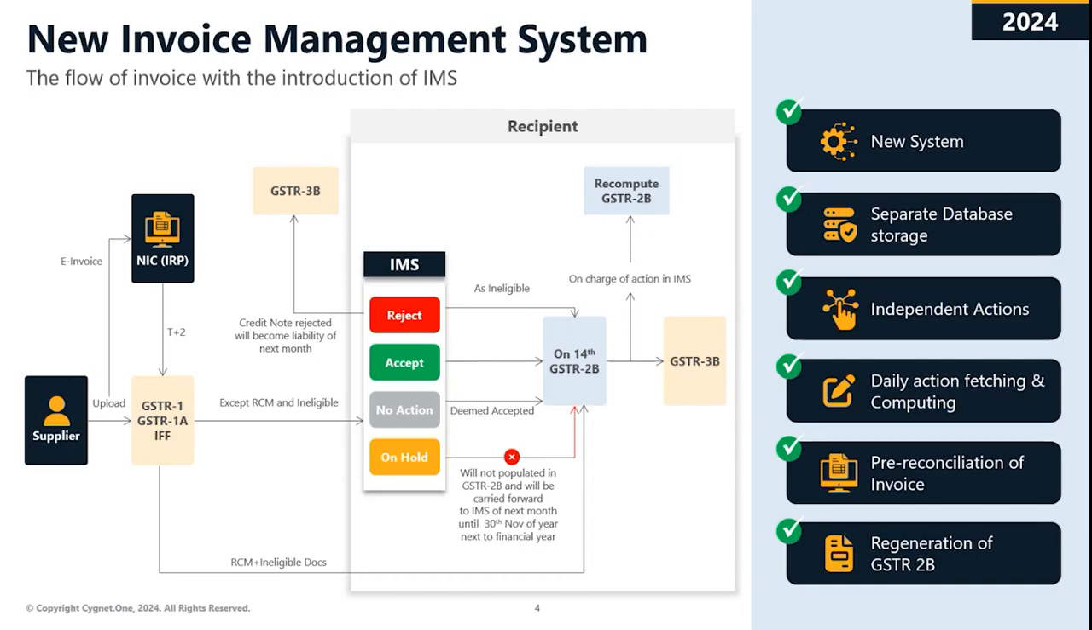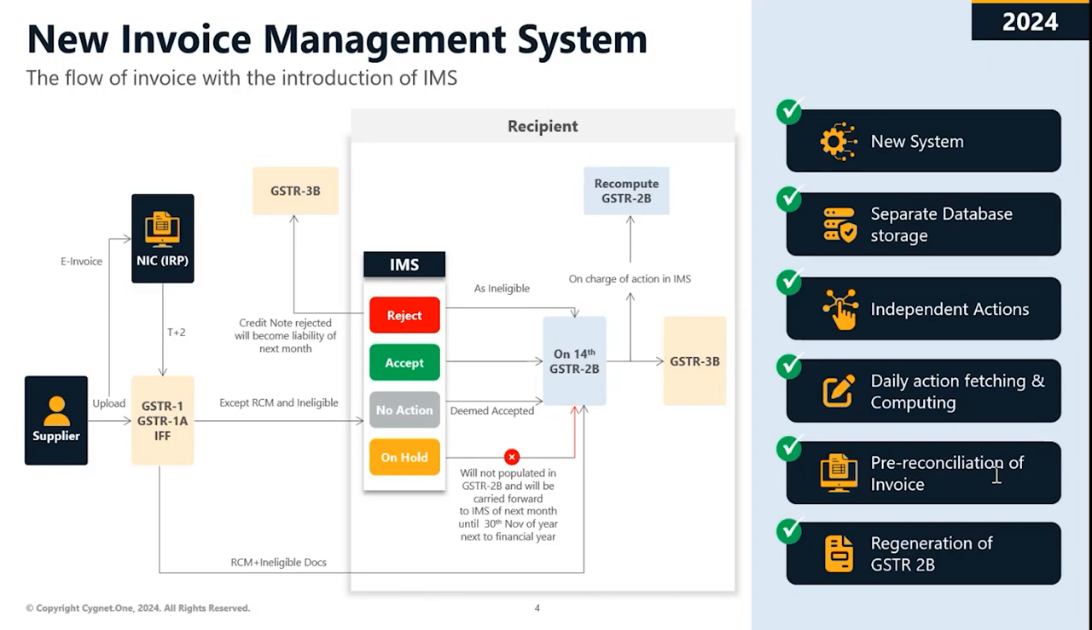The only catch here is that if the supplier, at the end of the month on the 11th, replaces all of his transactions... whenever an e-invoice is generated, the GSTR 1 gets auto-populated on the basis of e-invoicing. Now at the end of the month, the supplier has the option to delete all these transactions and push the entire purchase register afresh. If this is what your supplier does on the 11th, whatever actions you have taken before it will get reset.